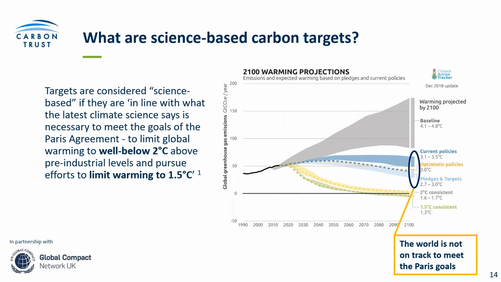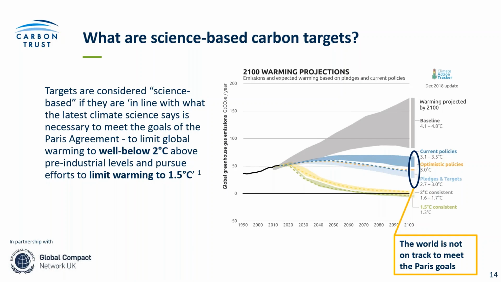So in terms of the definition, what is a science-based target? That obviously has to be a starting point. So essentially, a target is considered science-based if it is in line with the climate science, limiting global warming to well below 2 degrees above the pre-industrial levels, and actually pursuing efforts to limit that warming to 1.5 degrees.